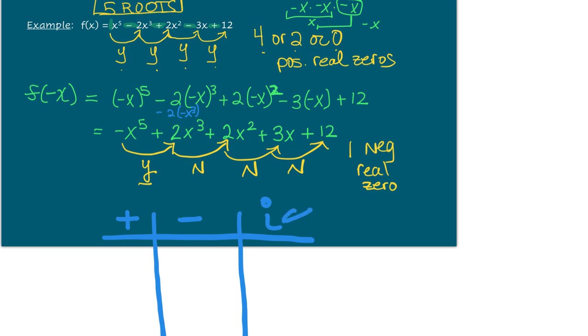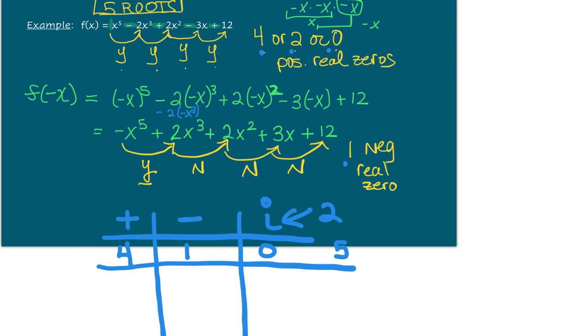Remember, these guys have to come in pairs of 2. So the only way I can have those is if there are multiples of 2. I have to have a total of 5 roots at any time. So I can either have 4, 2, or 0 positive roots. So if I have 4 positive roots, I can have 1 negative root. That leaves me with the possibility of no imaginary roots for a total of 5.